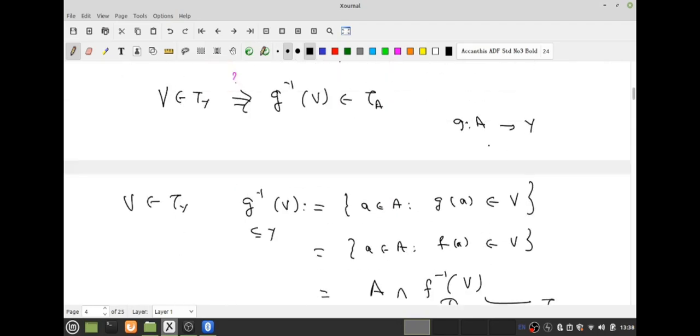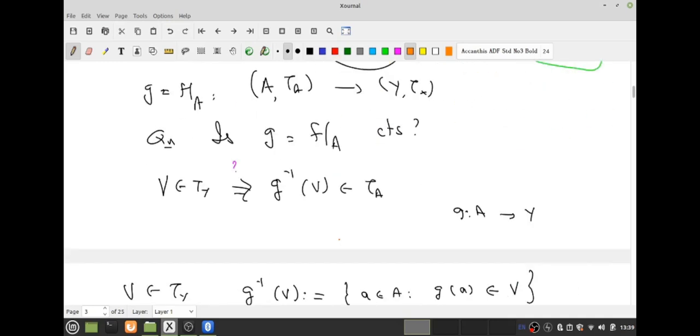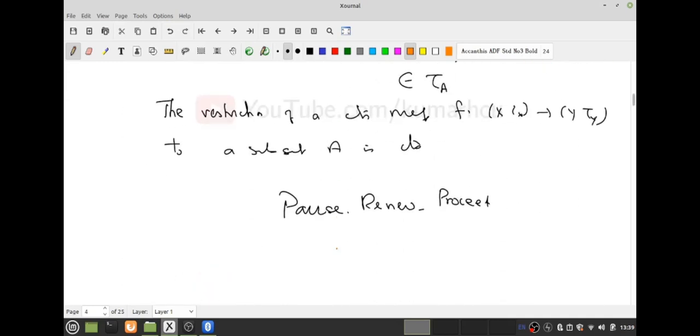So let's go back to the proof. How does the proof look now? I have an open set V here, then this will be my F inverse of V. That belongs to tau X, therefore I am going to look at only this intersection. But that's going to be open in tau A. That's the picture I had. Okay, so pause, review, proceed.